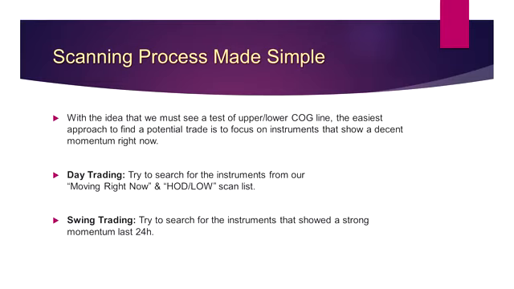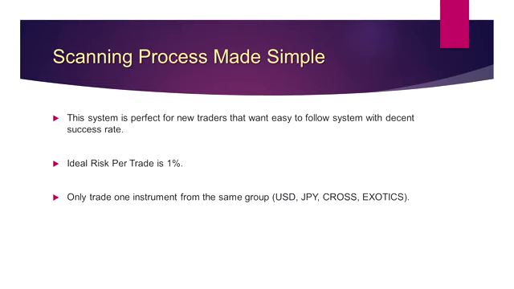So if you don't want to wait too much for the entry point, these scans are really necessary for you to have and watch. This system is perfect for new traders that want an easy to follow system with a decent success rate. Ideal risk per trade is 1%. And I can only say to trade only one instrument from the same group, like one from the dollar group, one from the yen group, one cross, one exotic, at the same time.